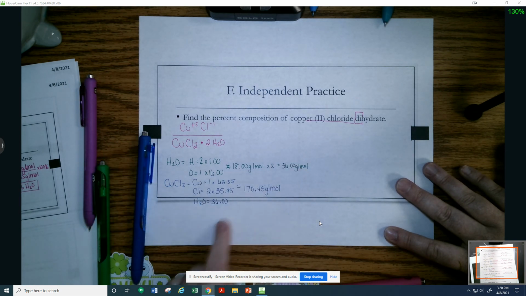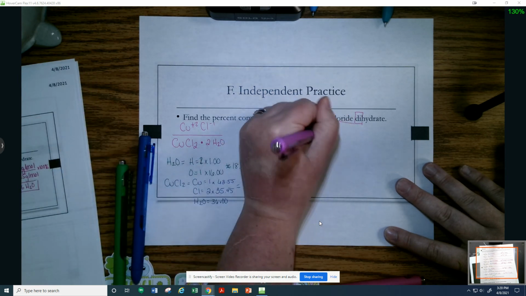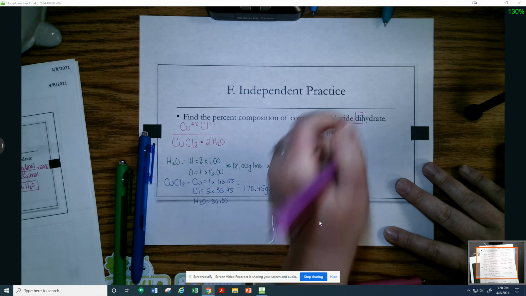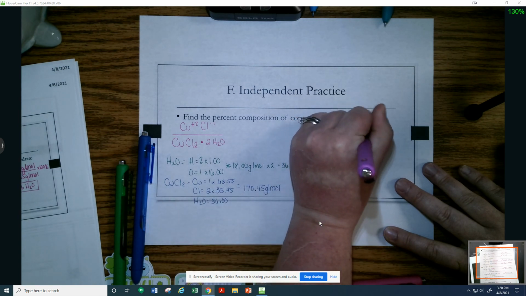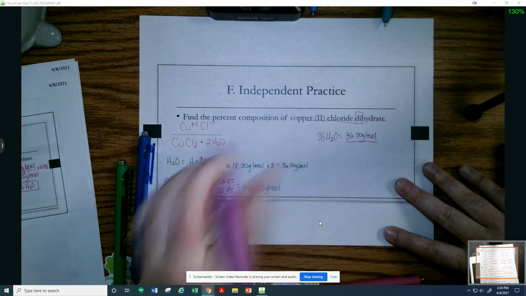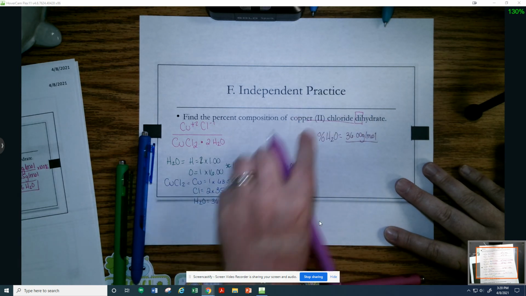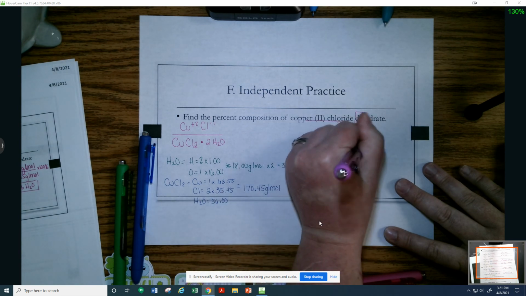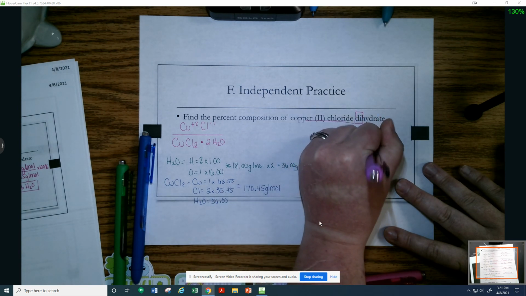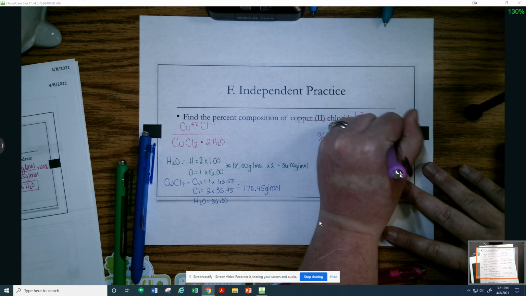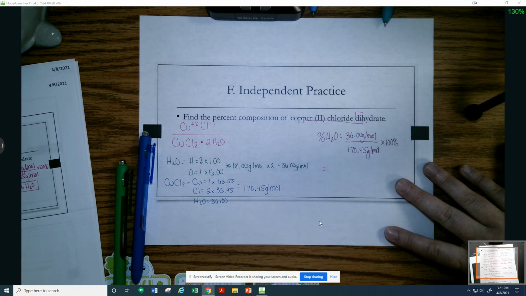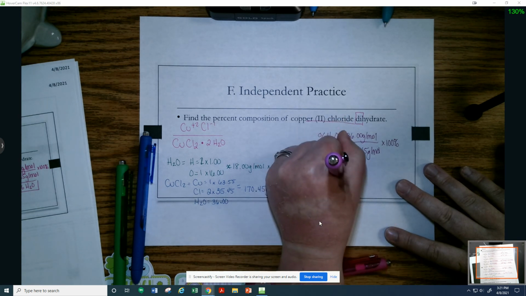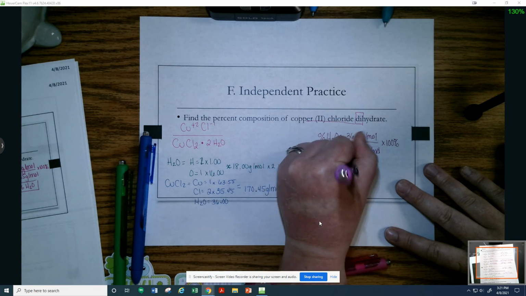So the important part is you have to figure out your part of the whole, and we have to include that water. So then percent H2O is the mass of just the water, the 36, over the mass of the whole, including the salt and the hydrate. That's that 170.45, times 100%. When you divide, multiply, and round to 4 sig figs, you get an answer of 21.12% water.